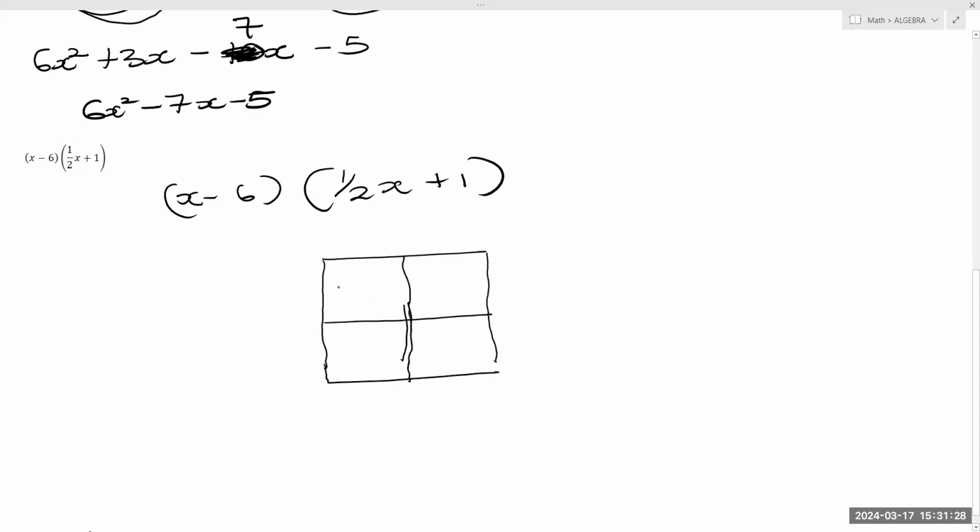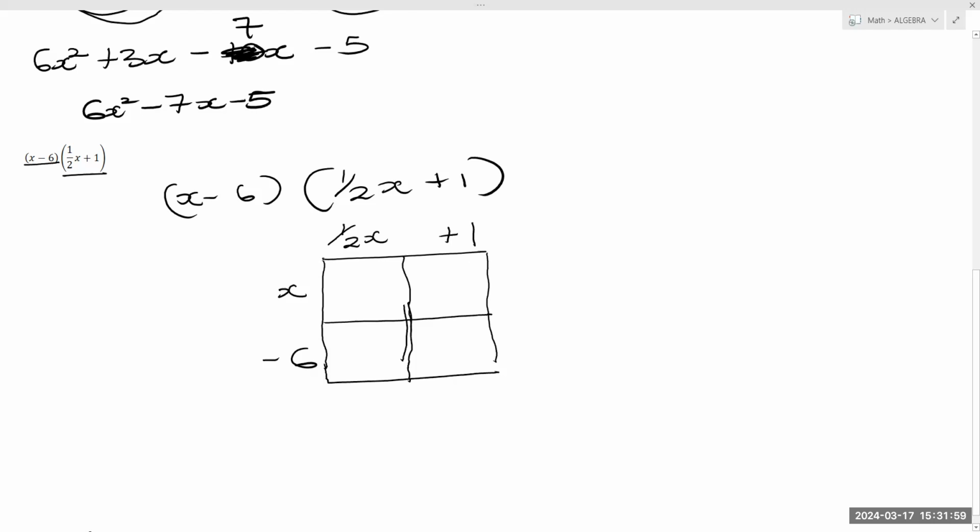Okay, you draw a square. Now, for the binomial on the left side, you can put it on this side. You have x here, and then you have -6 here. And then for the one on the right, you have half x, and you have plus 1 here. Sorry about my writing. I'm trying to write well on this tab, but it's not so straight.